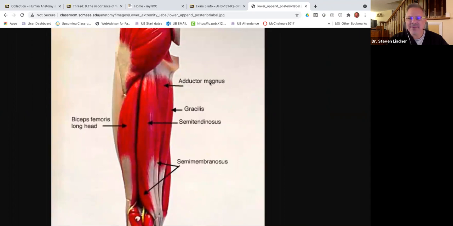Here is another adductor. We can see it from the posterior, and it's called the Adductor Magnus. Remember the Adductor Longus you could see from the anterior view. There's an Adductor Longus, Magnus, and Brevis. We saw the longus, here's the magnus.